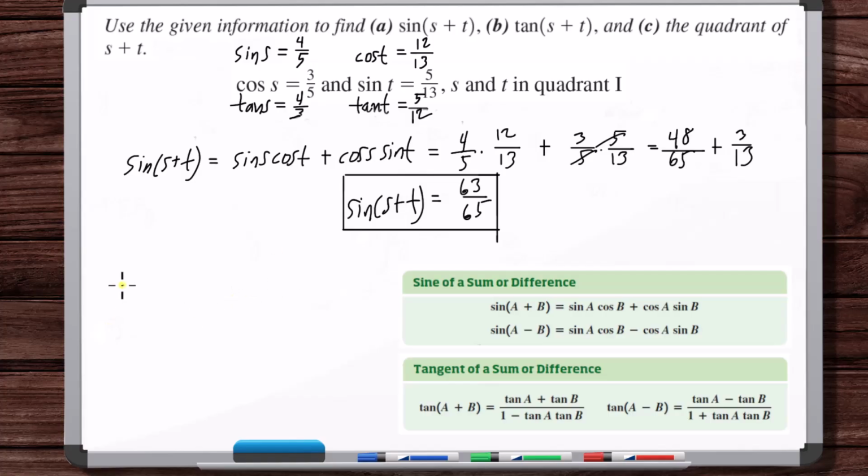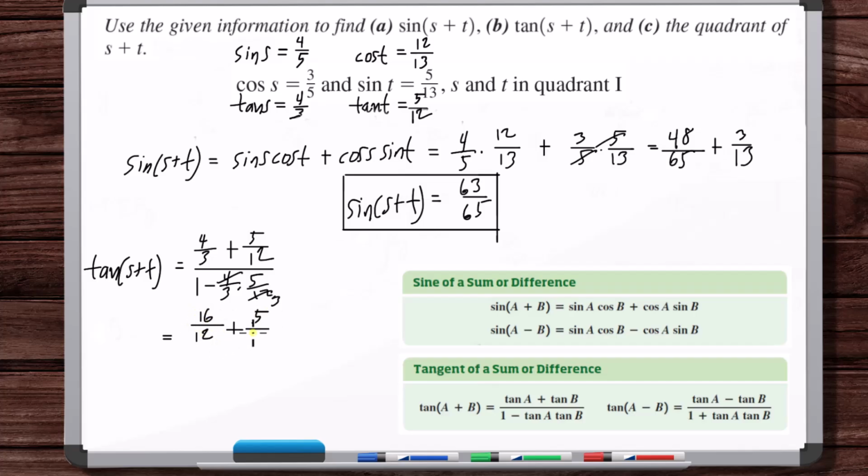Now, tangent of s plus t. We've got tangent of a, that's tangent of s, 4/3, plus tangent of b, that's 5/12, over 1 minus tangent of a times tangent of b. So the numerator is 16 over 12 plus 5 over 12. Then in the denominator, 1 minus 5/9, so it's 9 over 9 minus 5/9.